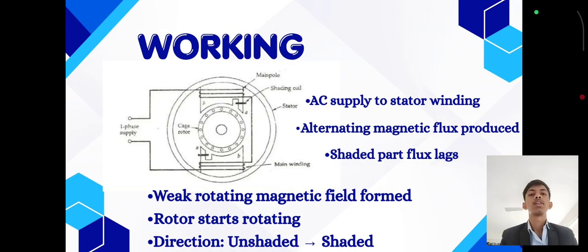Working. Now let us understand how it works. When AC supply is given, a magnetic field is produced. The shading coil creates a delayed magnetic field. So two magnetic fields are formed, one is normal and one is delayed. Because of this difference, a rotating magnetic field is produced. The rotating field makes the rotor start rotating automatically. So no extra starting devices are required. I hope you understand the working of the shaded pole motor. We can go to the next slide.